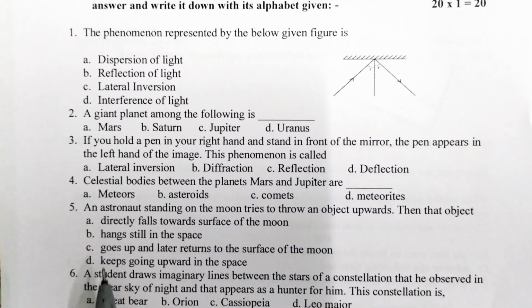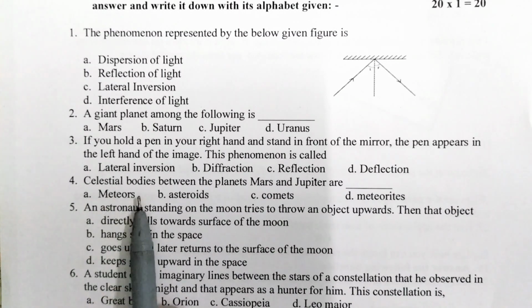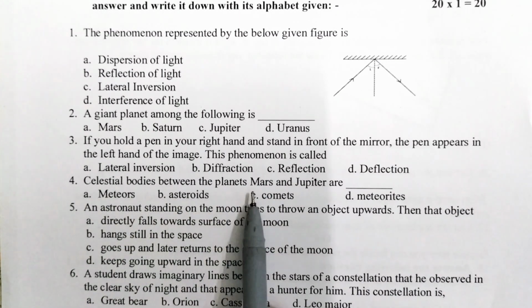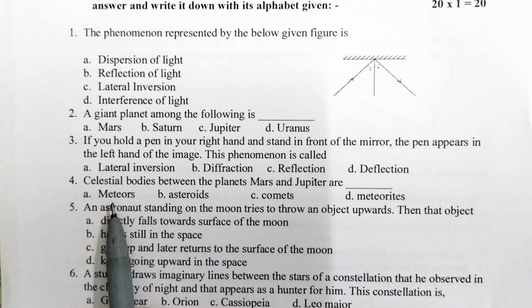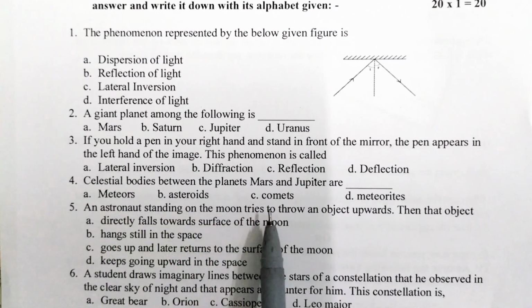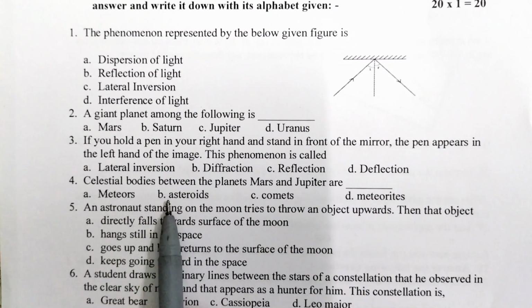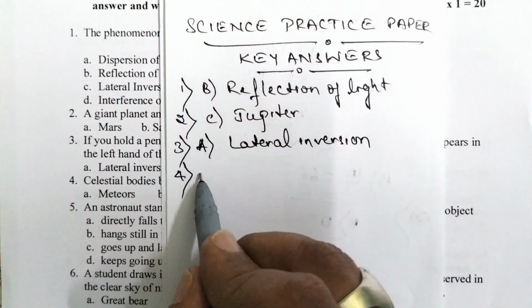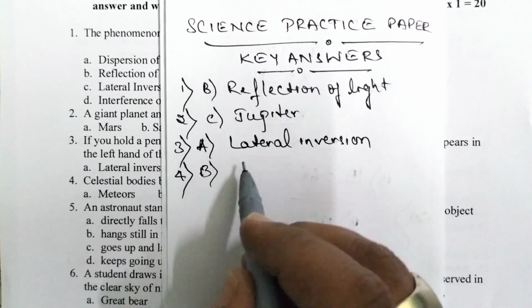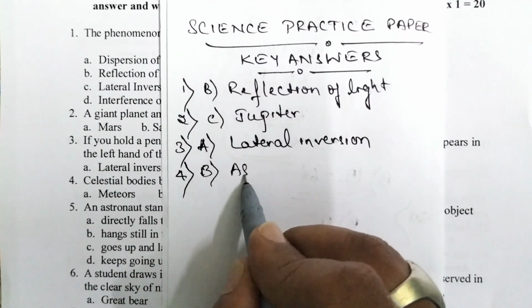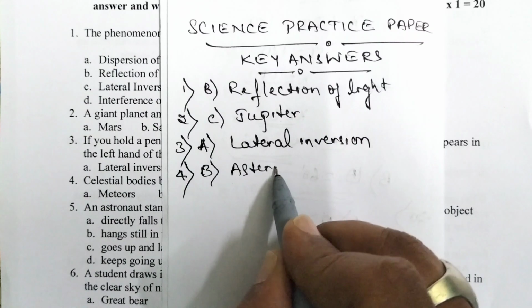Now let us move to the fourth question. Celestial bodies between the planets Mars and Jupiter are meteors, asteroids, comets or meteorites. For the fourth question, the right answer is option B, that is asteroids.